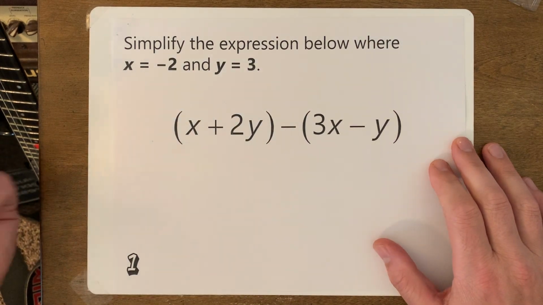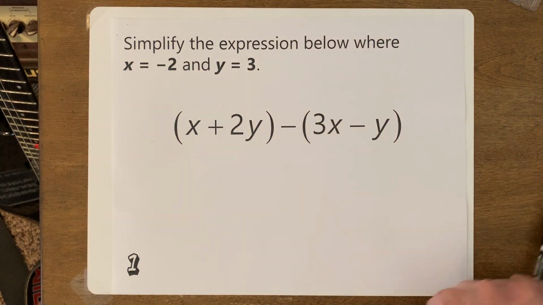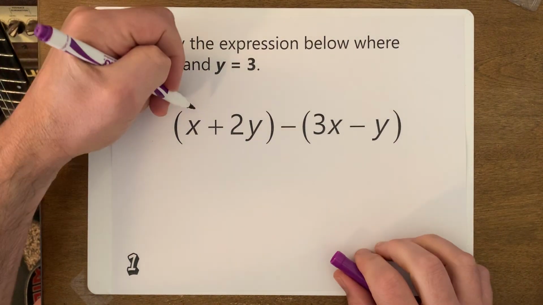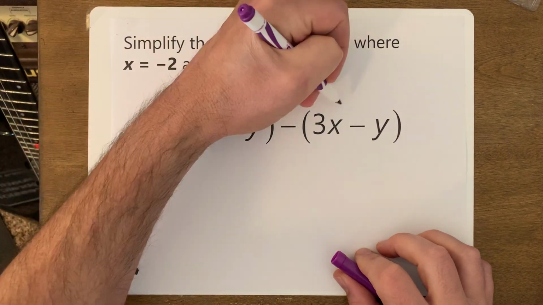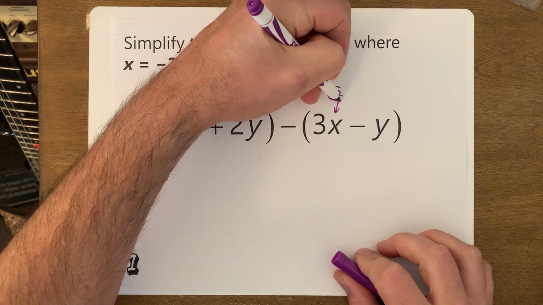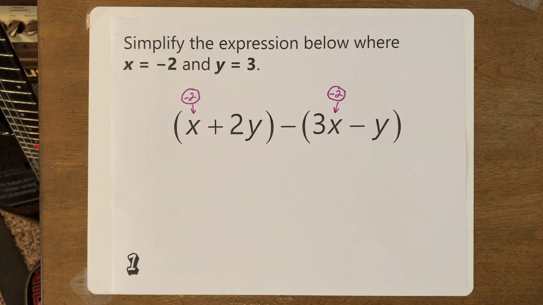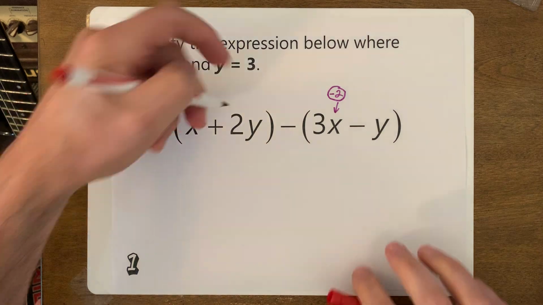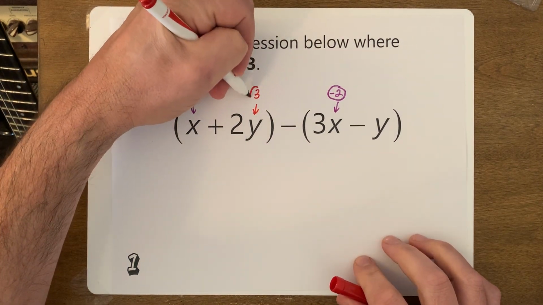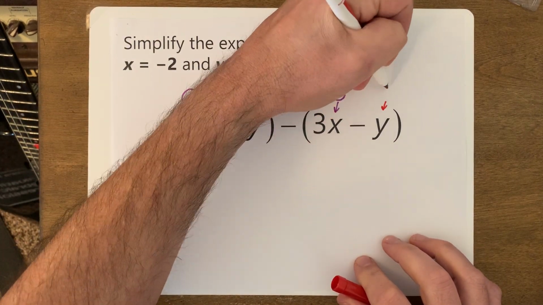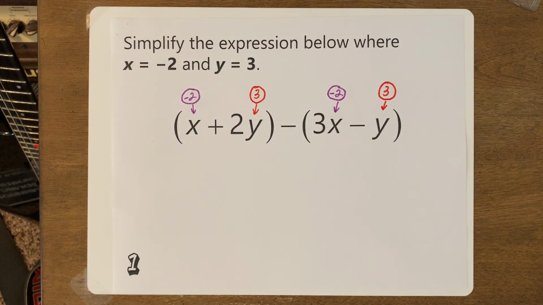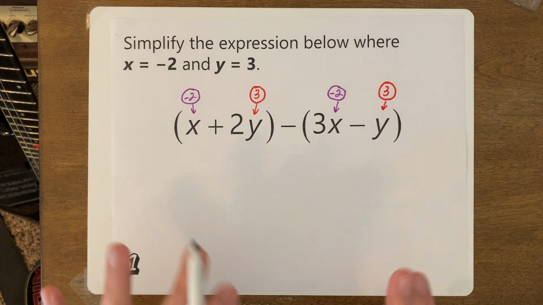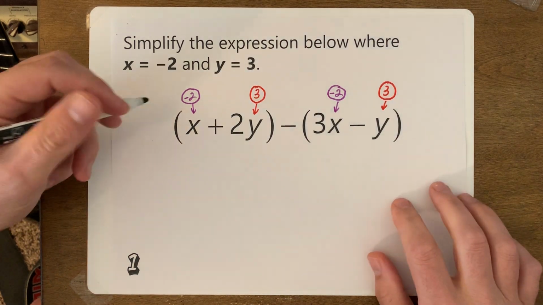Basically what you're doing is you're plugging things in and then you're going to simplify. So x is -2, and I can use some different colors. We've got a -2 going in for that x, and a -2 going in for that x. Then y is 3, so we're going to get a 3 going in for the y's here, 3 there, and then 3 here. Then we're just going to use the order of operations and simplifying techniques to get this down to one final answer.